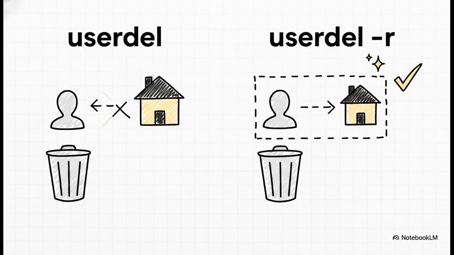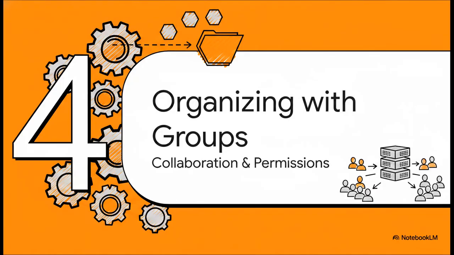And finally, when a user leaves the team, we use userdel to complete the cycle. But, and this is a big but, pay attention to the -r flag. If you just type userdel, it removes the user's name from the system files, but it leaves all their stuff behind in their home directory. If you add -r, you're telling the system, get rid of the user and all of their files. It's a clean sweep.